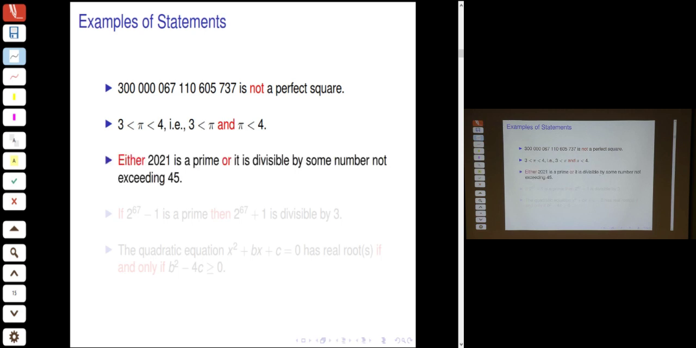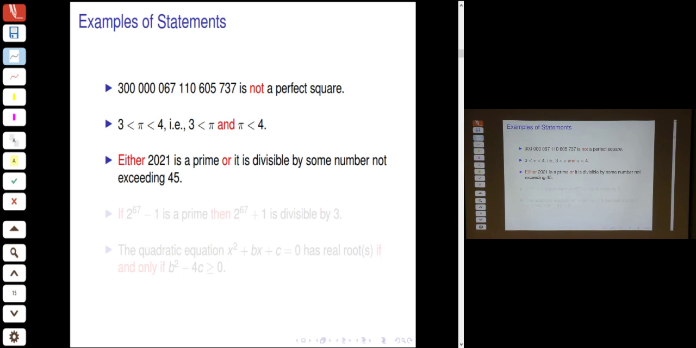Okay. The third example is either this number. At first I want to choose 2020, but 2020 is so obviously not a prime, right? So I choose 2021. So this number, 2021, either this number is a prime number. Again, I will define what a prime number is. So either this number has this property, it's called a prime number, or it has some other property.